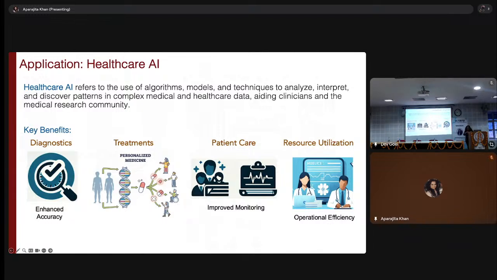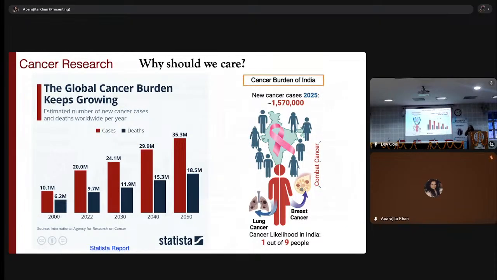And then we have, for example, personalized treatment. We'll come into that part, and there can also be patient care and resource utilization. Among the different biomedical applications, let's talk about how AI can enhance cancer research. But first let's try to understand why we care about cancer. This statistic shows how cancer incidence and deaths due to cancer are increasing over the years. In 2022 we had 20 million cases with almost 10 million deaths, and by 2030 there will be 24 million cases with almost 12 million deaths.